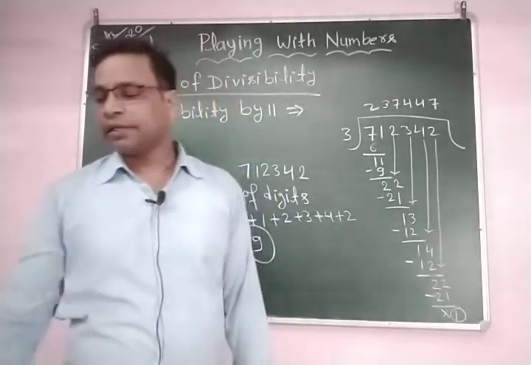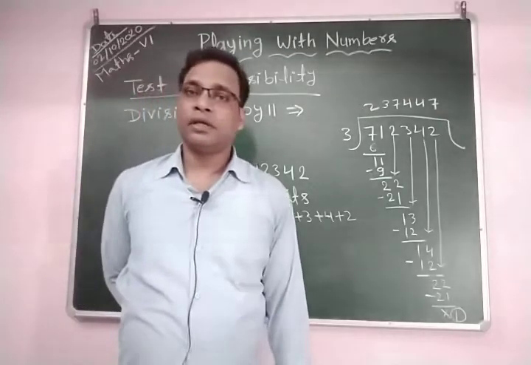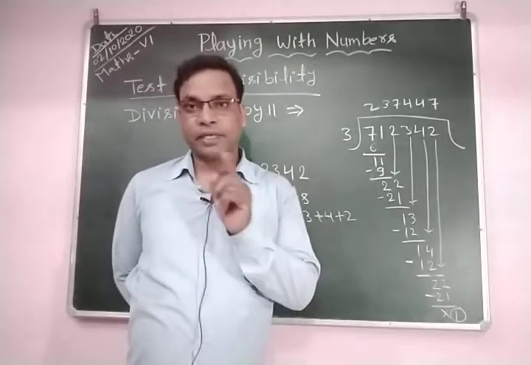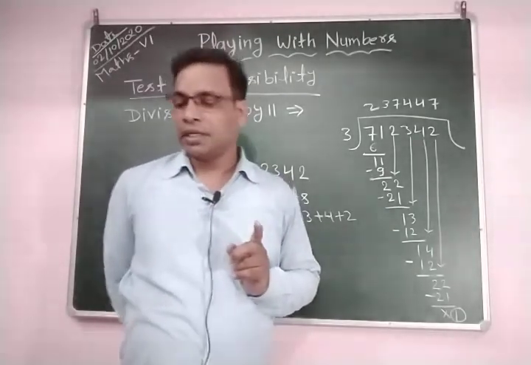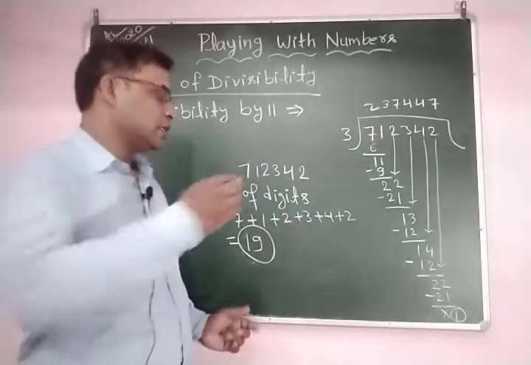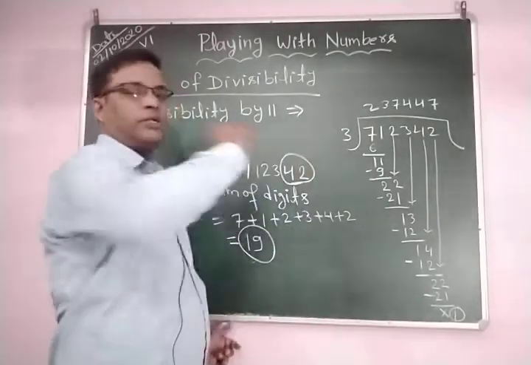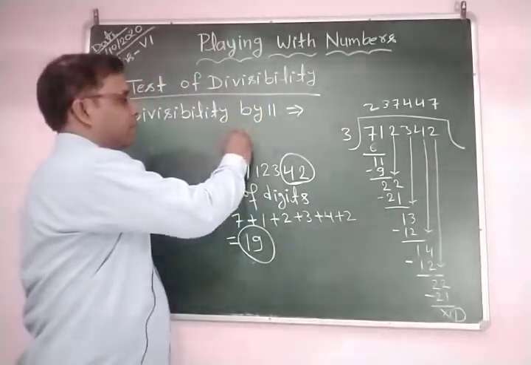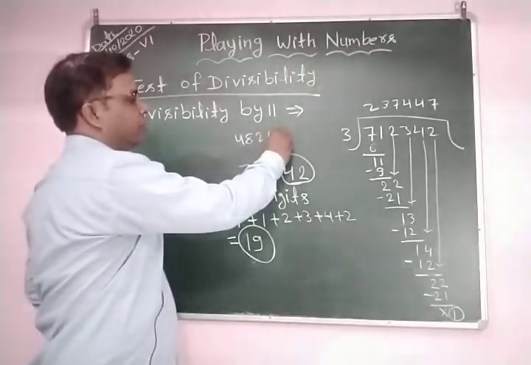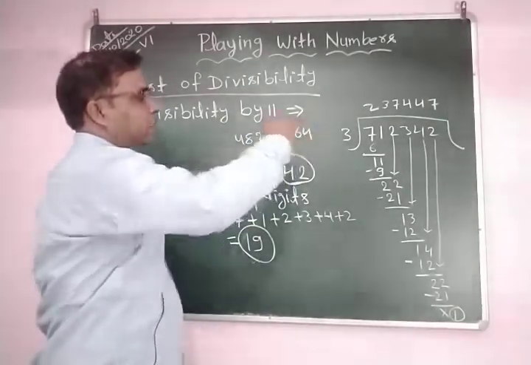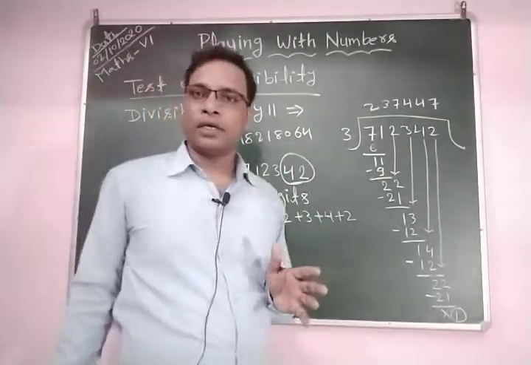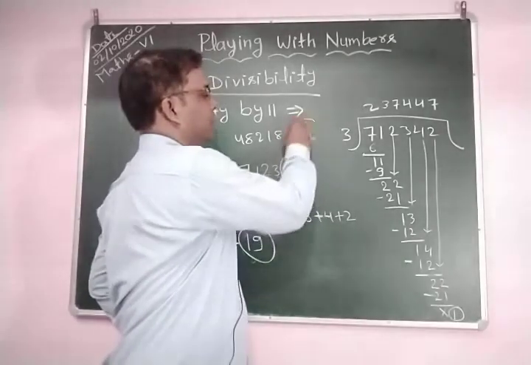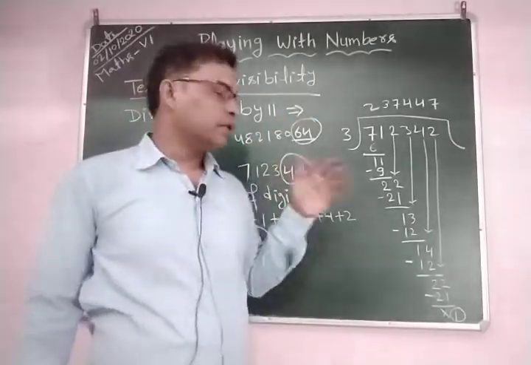Now again, the divisibility test of 4. A number is divisible by 4 if the last two digits of the number from the right are divisible by 4. Suppose we have the number 48218064. Is this number divisible by 4 or not? How do we check? We check the last two digits. The last two digits are 64. If 64 is divisible by 4, then the whole number is divisible by 4.